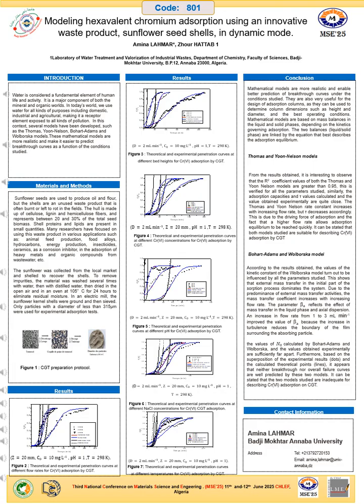As regards materials and methods, the sunflower was collected from the local market and shelled to recover the shells. To remove impurities, the material was washed several times with water, then with distilled water, then dried in the open air and in an oven at 105 degrees Celsius for 24 hours to eliminate residual moisture. In an electric mill, the sunflower seed shells were ground and then sieved. Only particles with a diameter of less than 315 micrometers were used for experimental adsorption tests.